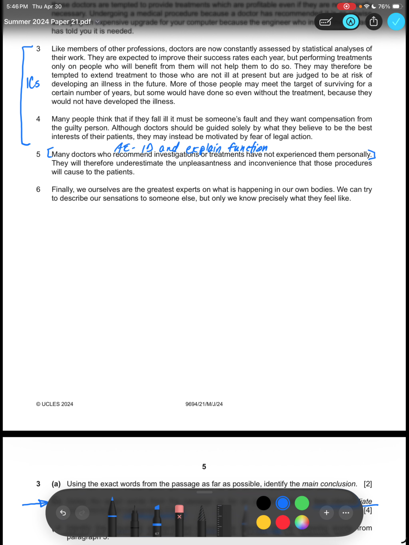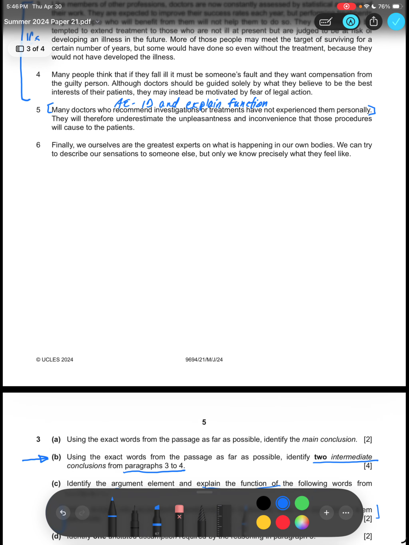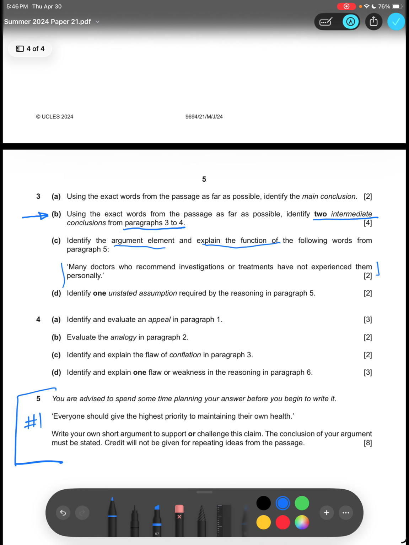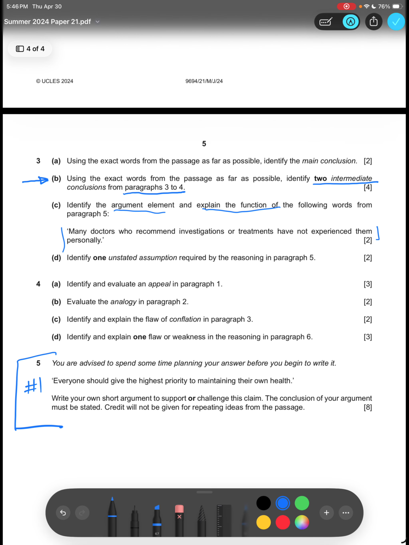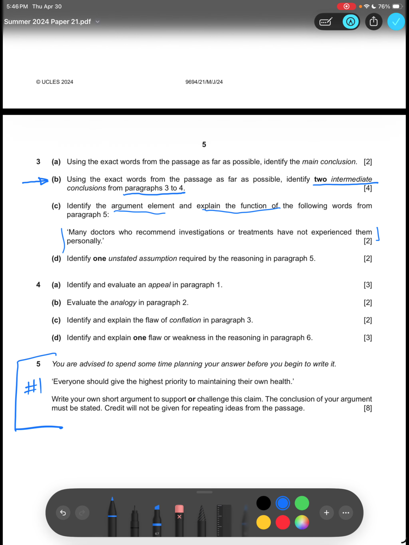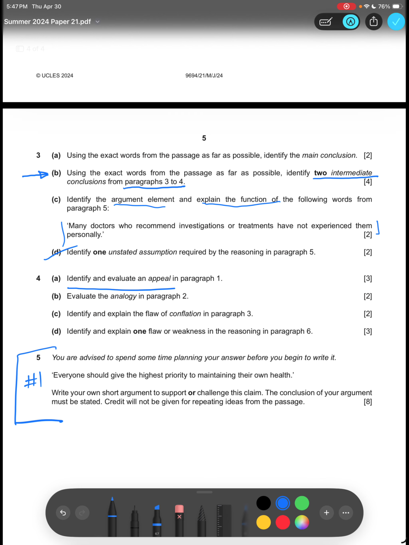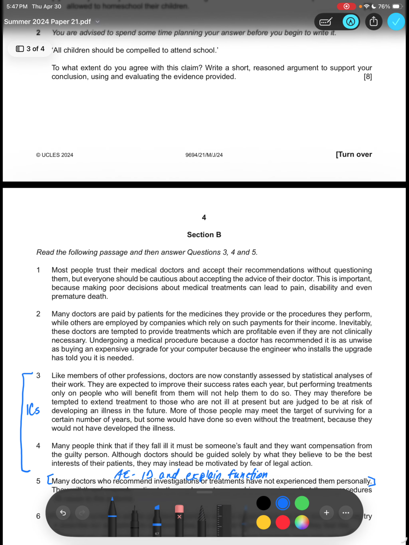And I'm recommending when you take the test today, tomorrow, whatever day it is, that you actually do this. You actually write this on your paper. Identify one unstated assumption required, rather not. You can do that one, but that one takes a while, and I hate them. So that's one I skip personally and come back to at the very end. Evaluate, identify and evaluate an appeal in paragraph 1. So in paragraph 1, you're looking for an appeal. Okay, identify it, say what it is, and evaluate it.